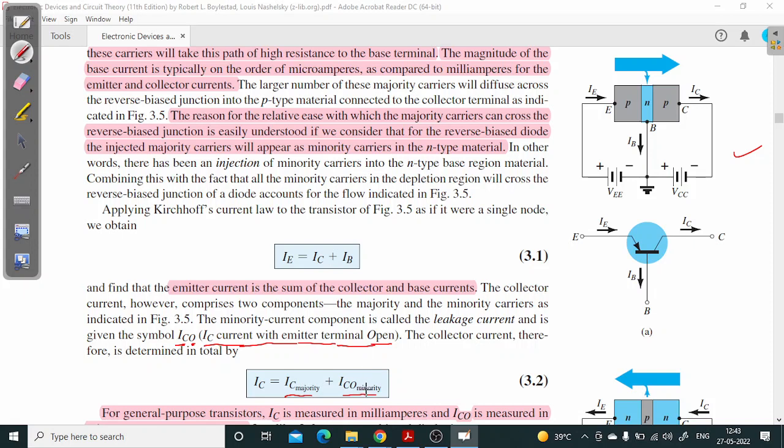And always remember that these minority charge carriers, or the reverse saturation current, in this case would be very, very small as compared to this IC majority. So we can very safely write that IC would be IC majority if we ignore this IC minority, and it can be done for many practical purposes.